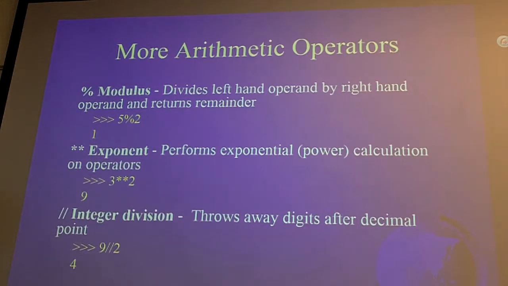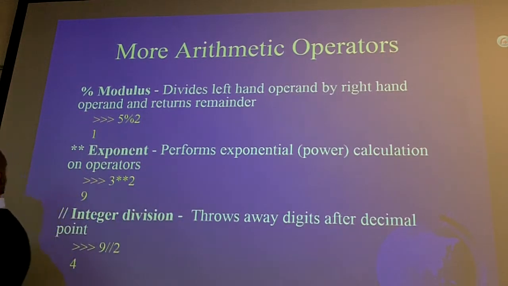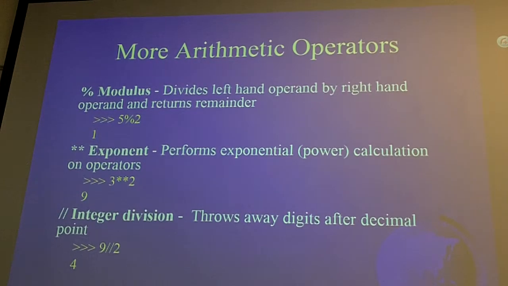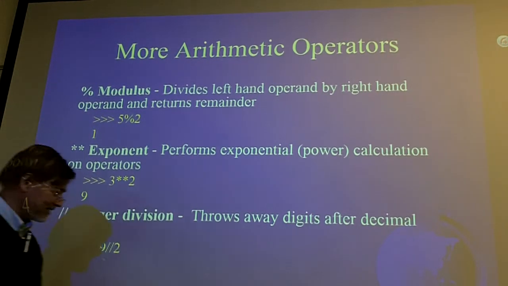Now, we are pretty much familiar with operators like addition, subtraction, multiplication, although the symbol for multiplication is a little bit different. Instead of the cross, we have the asterisk. The division is a slash, but there are two types of divisions. Okay, let's talk about that.